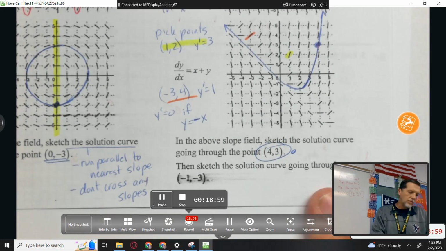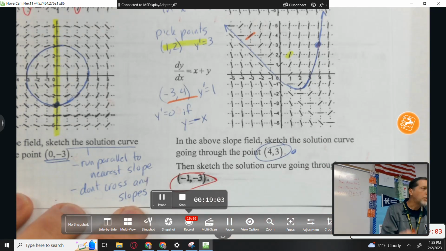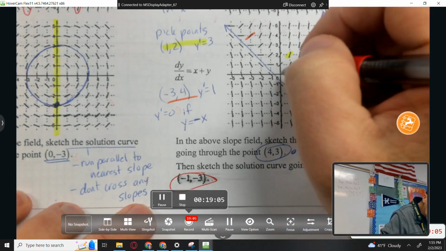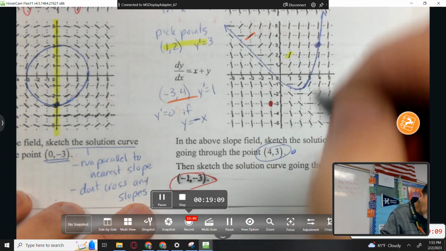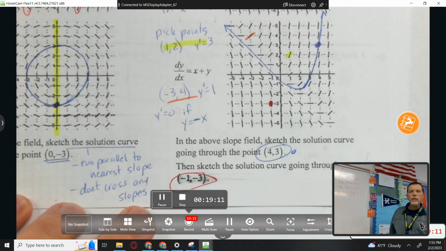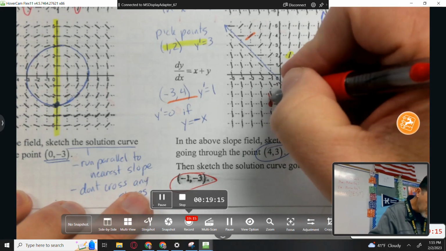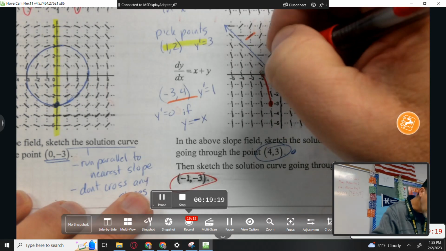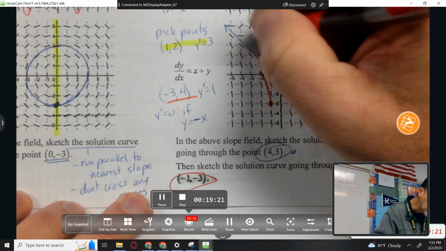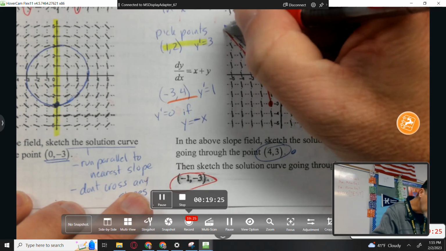Then do another one through (-1, -3). I'm going to pick a different color. Start right there. So headed up, bending a little bit toward the left, and I'm about to approach that diagonal, but I can't cross it. So I think that's another asymptote.